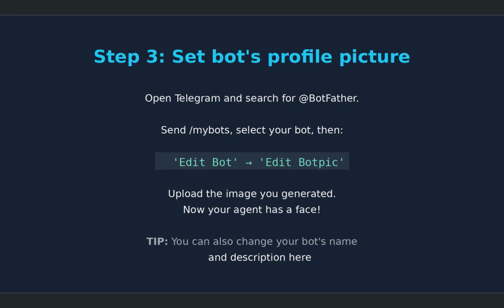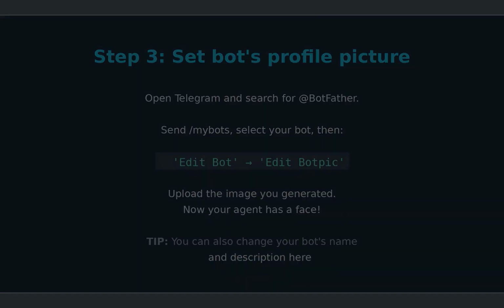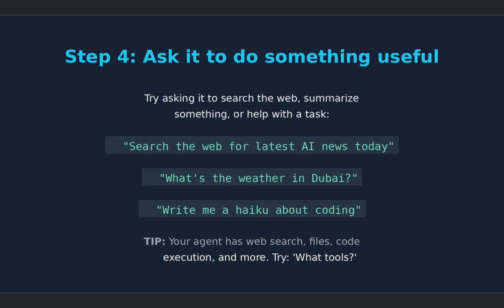Step 3, set your bot's profile picture on Telegram. Open Telegram and search for @BotFather. Send /mybots, select your bot, then tap Edit Bot, then Edit Bot Pic. Upload the image you generated. Now your agent has a face. You can also change your bot's name and description here. Make it your own.